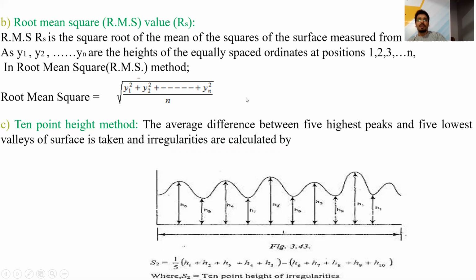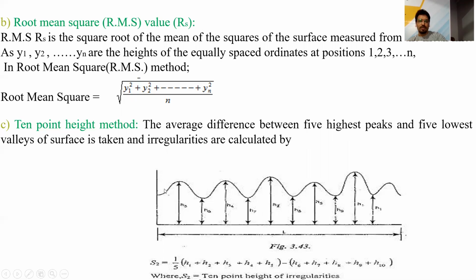So it will give 11% result more than the CLA value by this RMS method. Now the next method is the 10-point height method. In this method, we have to take the height of the valleys and roughness from a baseline, like in this figure. The average difference between the first highest peak and 5 lowest valleys of the surface is taken, and the roughness can be measured.